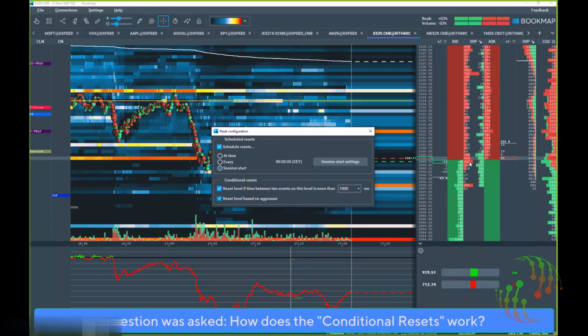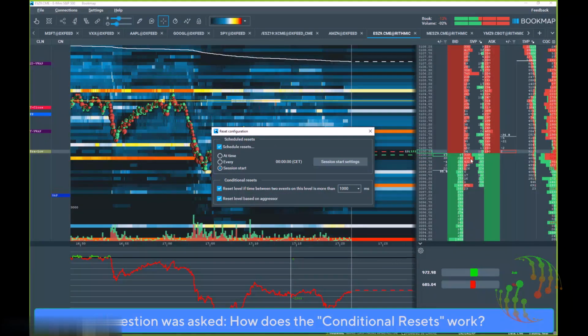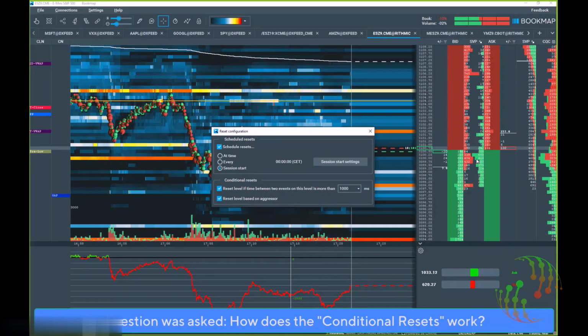So that means we have still sitting, we have 432, and there are two conditions defined by the conditional resets. Is when 1000 milliseconds, that means 1 second, happens and nothing is traded more, then this 434 becomes 0. Or, I'm not sure, or when an aggressor changes sides within this time. This is a so difficult question, George.